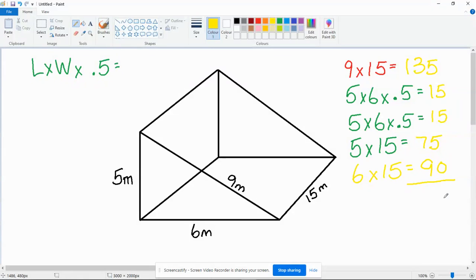And now if we just add up those numbers, 135 plus 15 is 150, plus 15 is 165. 165 plus 5 is 170. 170 plus the 70 is 240. And then 90 more than 240 would be 330. 330 meters squared would be your answer for the area of this triangular prism. Good job.